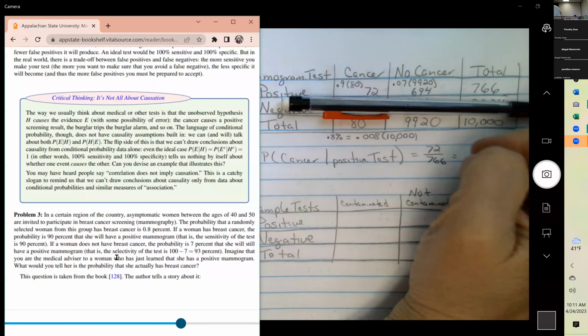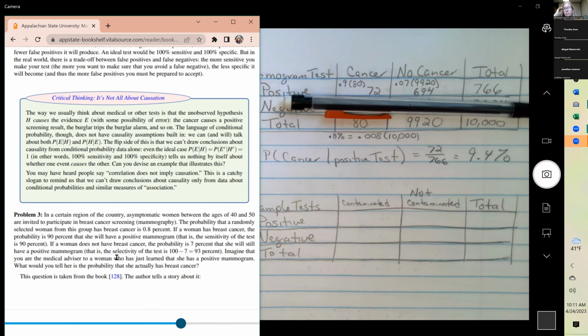If we went with a percent, 9.4%. Any questions on that? So if a woman tested positive from this group and she's asymptomatic, there's a little over 9% chance that she does have cancer. And so we could talk to her and say the chances are low that you have cancer.